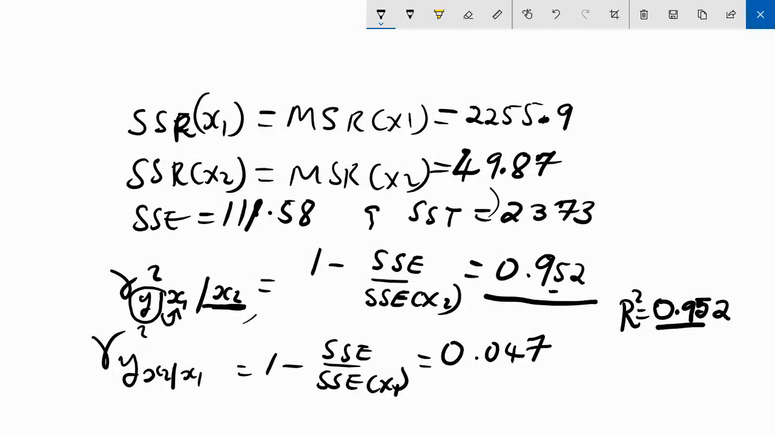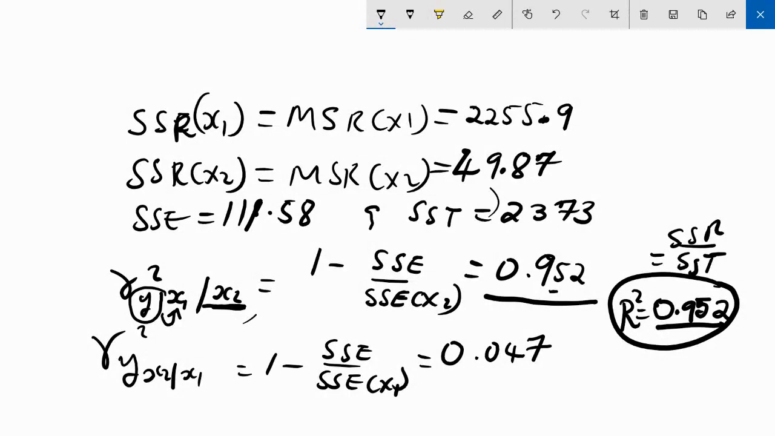Yes, but let's assume that this one is from SSR over SST. Can someone interpret this one now? How do you interpret this one? 95% of the variation in y is explained by x1 and x2. Thank you very much. You see, there's a difference now.